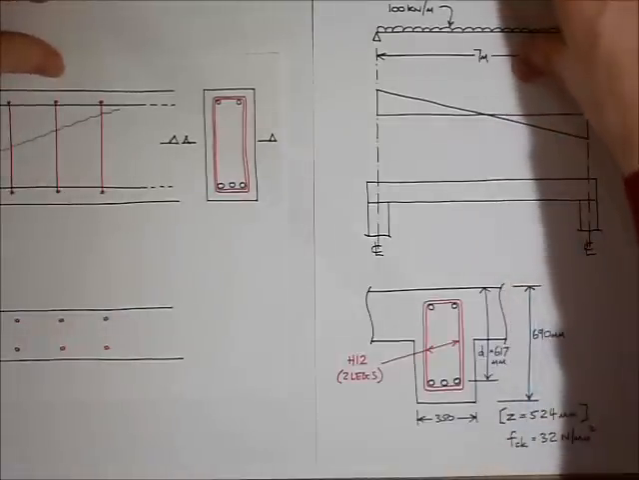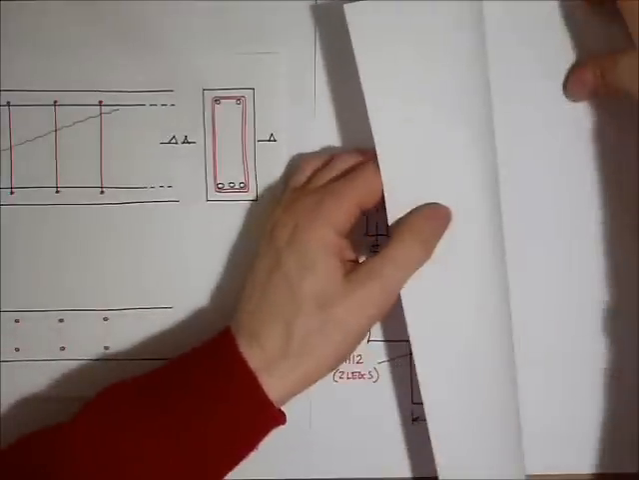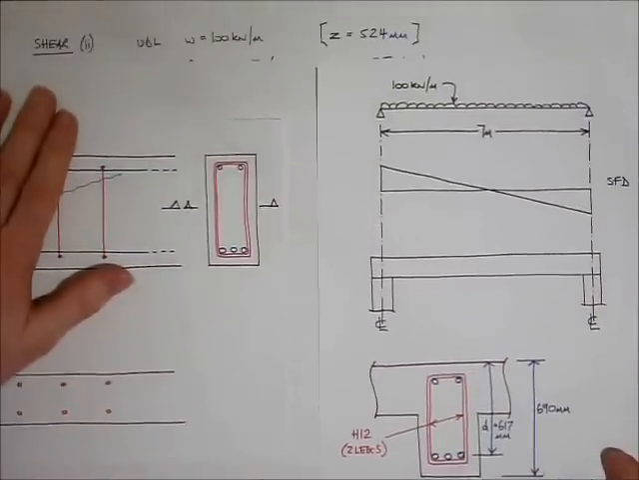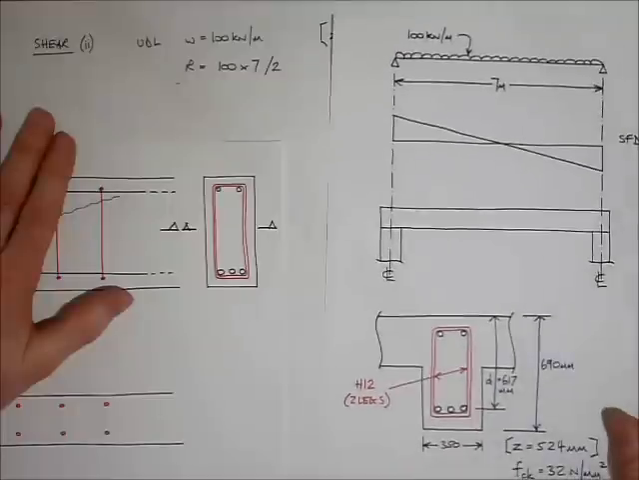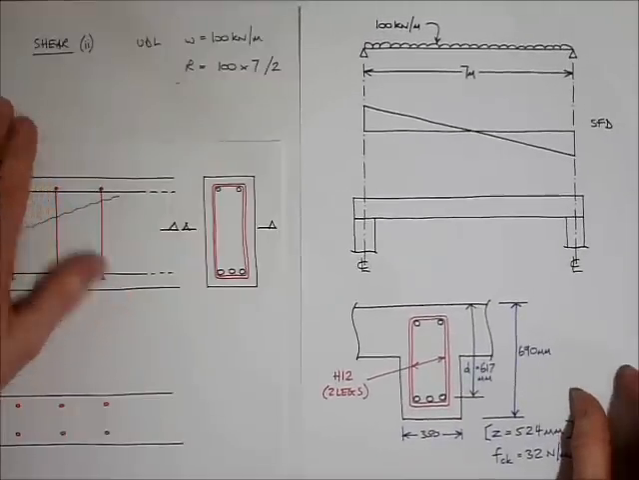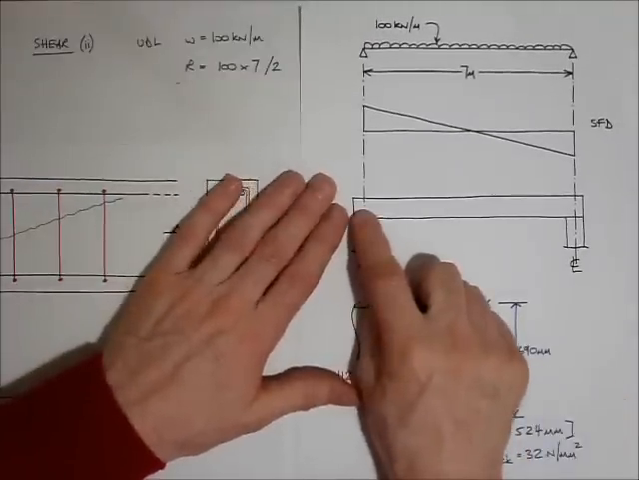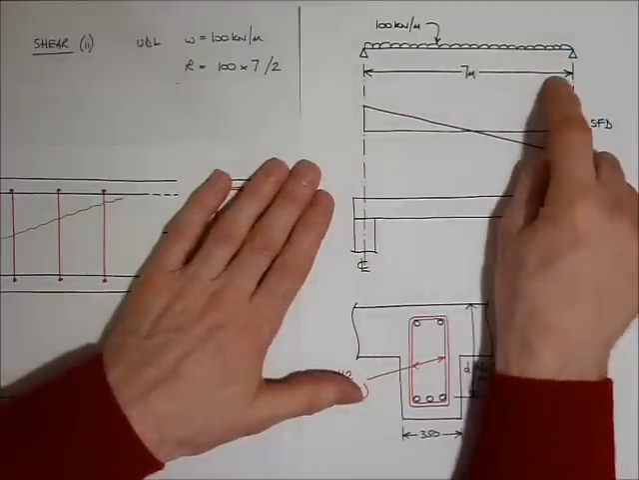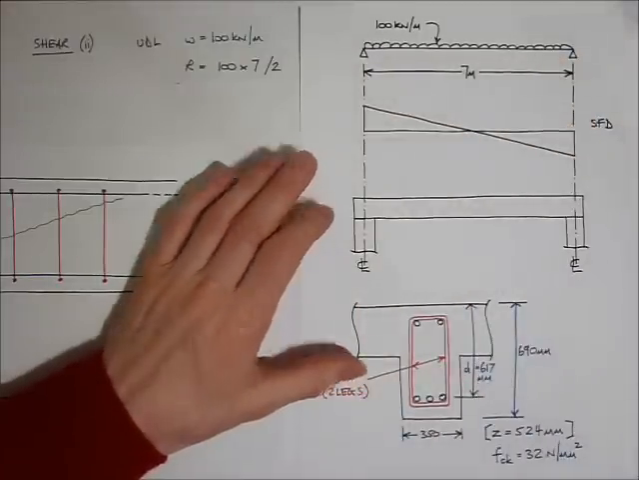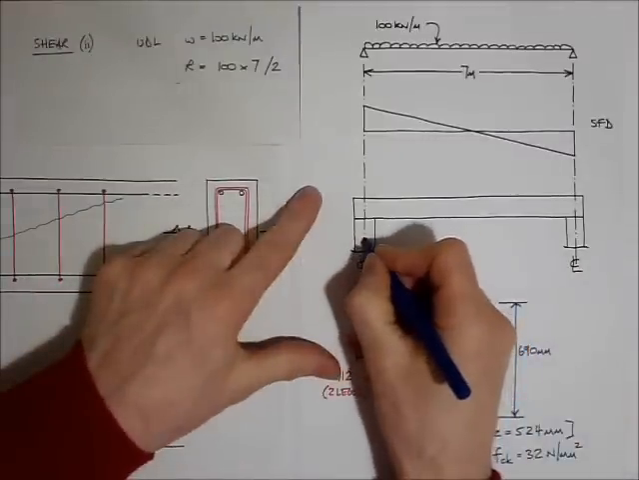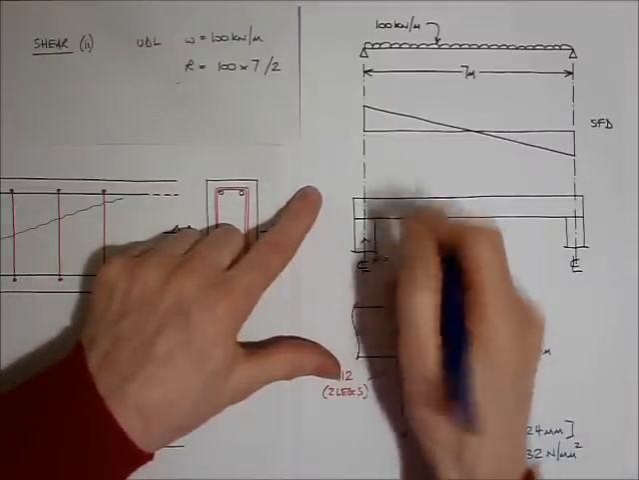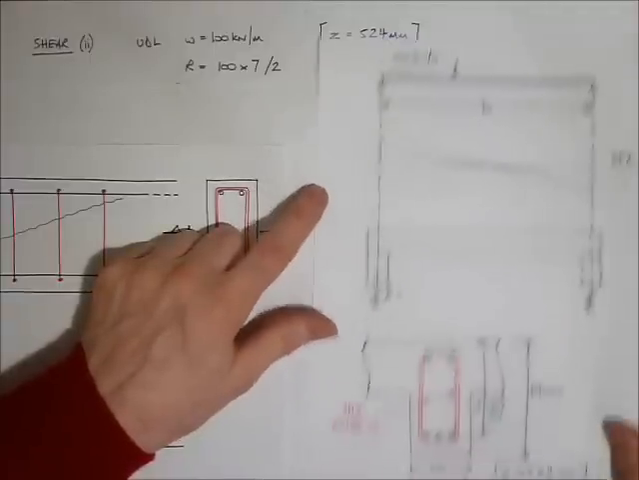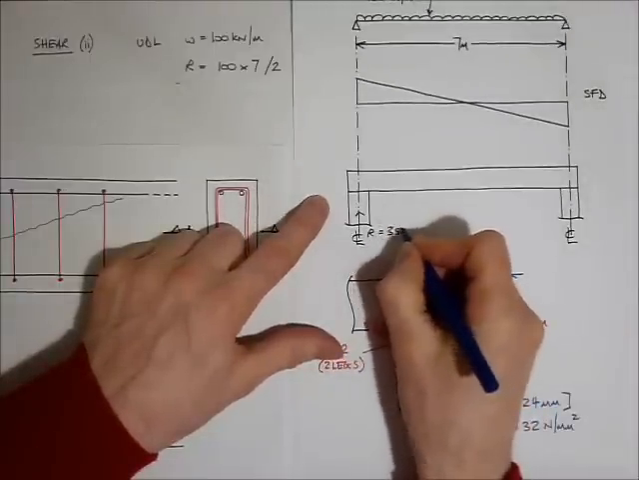What's the first thing we need to do in order to carry out our design? Well, the first thing I want to do is work out what the reaction is at each of the supports. And the reaction is simply the UDL times the span divided by 2. So I can calculate what the reaction is. So R equals, what does it equal? 350 kilonewtons, right? 350 kilonewtons.